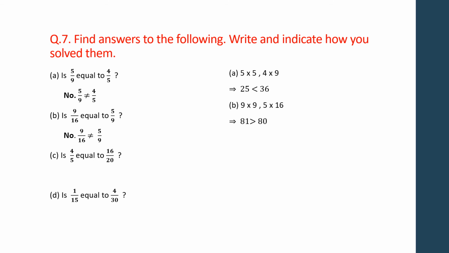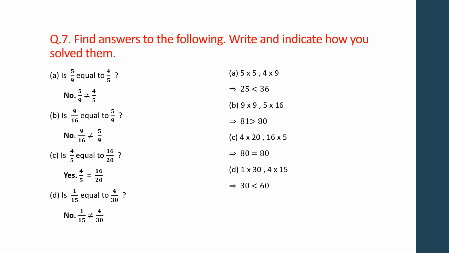Now C, is 4 by 5 equal to 16 by 20? 4 into 20 and 16 into 5, which gives us 80 equal to 80. Yes, 4 by 5 is equal to 16 by 20. D, is 1 by 15 equal to 4 by 30? Let us check. 1 into 30 and 4 into 15. 30 is smaller than 60. No, 1 by 15 is not equal to 4 by 30.